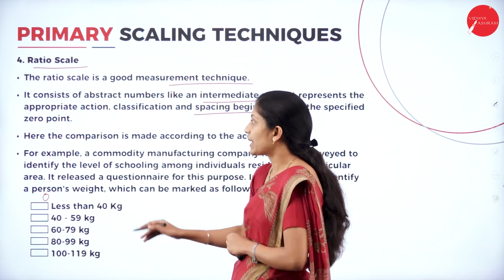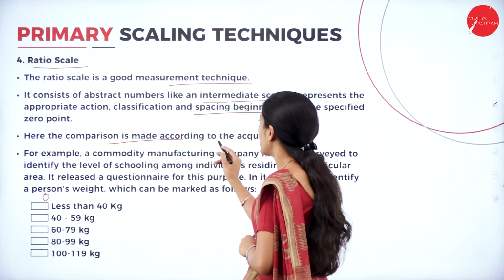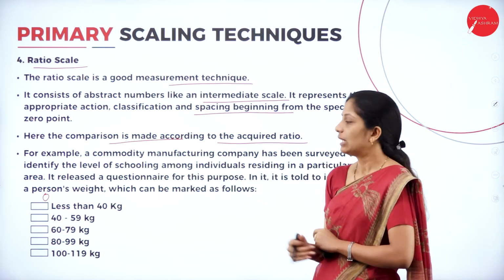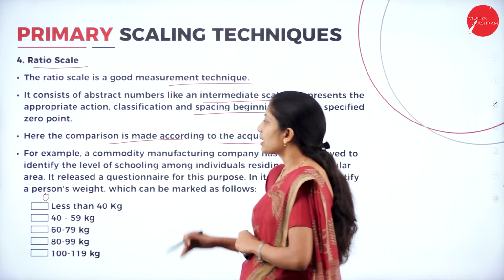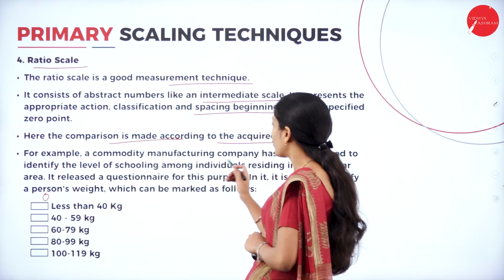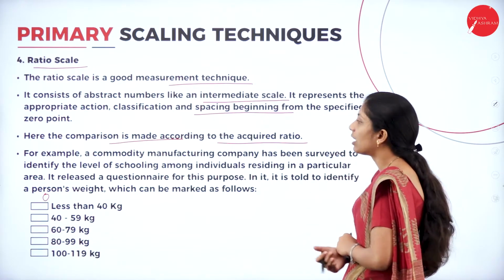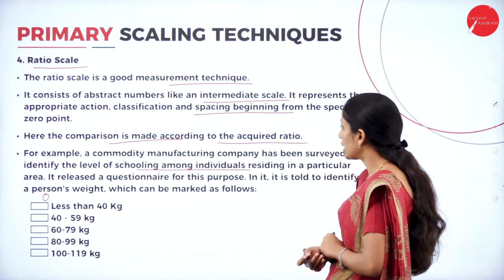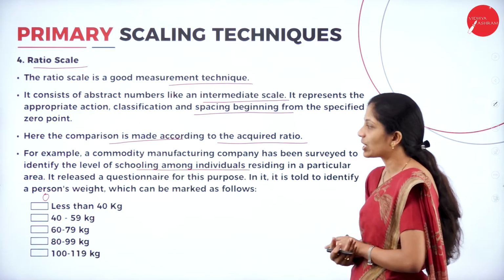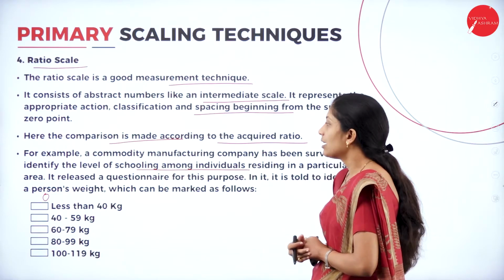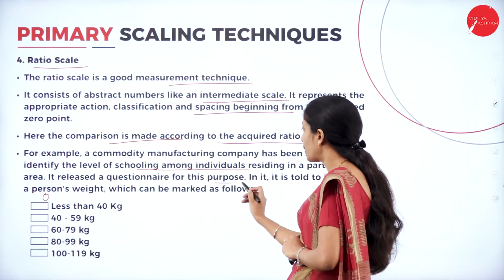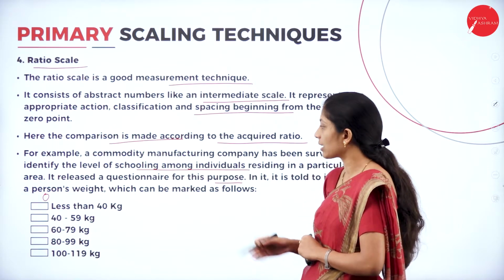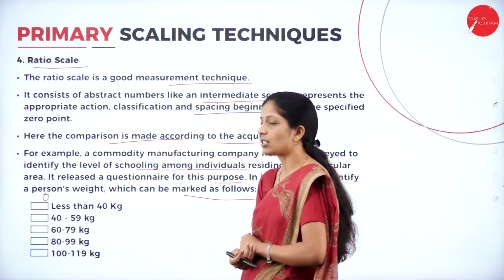Now, we shall see the explanation here. Here the comparison is made according to the acquired ratio. In terms of ratio, they are making the comparison. Next, for example, a commodity manufacturing company has been surveyed to identify the level of schooling among individuals residing in a particular area. It releases a questionnaire for this purpose. In it, it is told to identify the person's weight, which can be marked as follows.